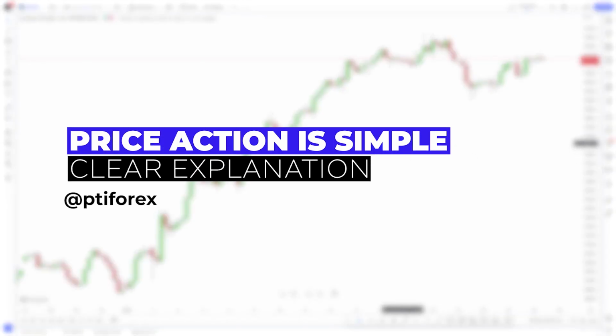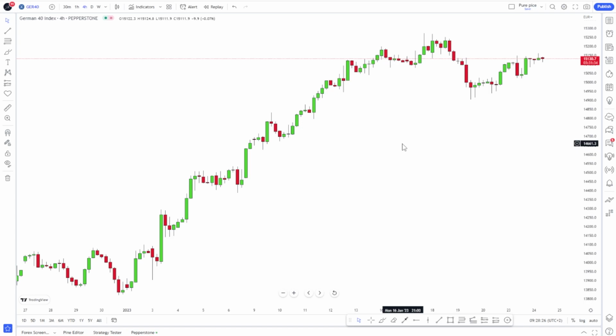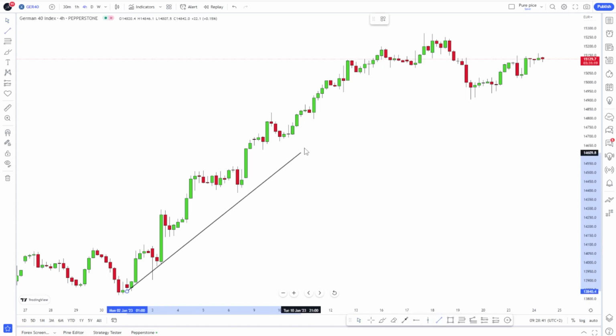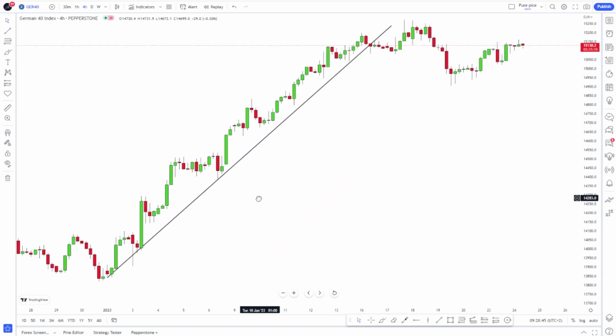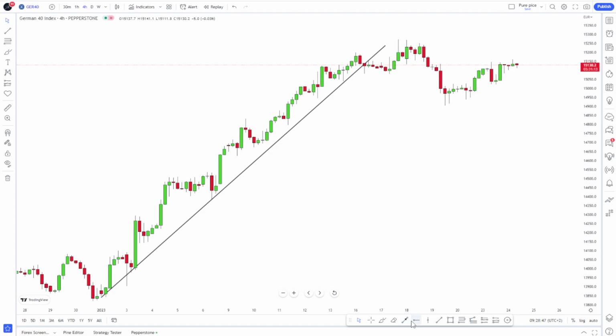I just want to share with you and also show you that price action is not that complicated. So if you can see here, I'm in the 4-hour time frame, but it doesn't matter what time frame you're using. On my 4-hour time frame, we had this upward trend which was flowing smoothly, and as you can see, when the trend approached that area, it began to be broken. So we had a breakout here, meaning we received a corrective.